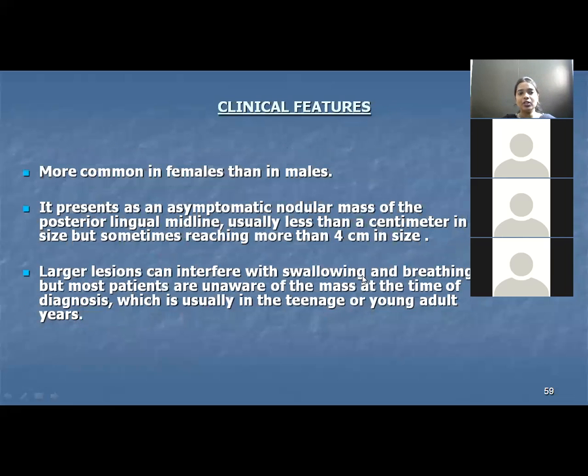Then what are the clinical features? It is more common in females than in males. It presents as an asymptomatic, painless nodular mass in the posterior lingual midline, or posterior most portion of your tongue, usually less than a centimeter in size, but sometimes reaching 4 centimeters. Larger lesions can interfere with what? Swallowing, speech and breathing, but most patients are unaware of the mass at the time of diagnosis, which is usually a teenage or young adult patient.